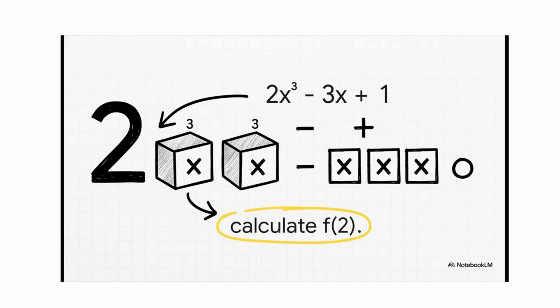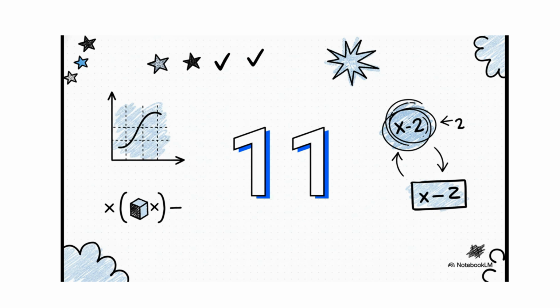Let's see this thing in action, okay? We need to find the remainder when 2x cubed minus 3x plus 1 is divided by x minus 2. Forget long division. The theorem tells us that our a value is 2, so all we have to do is calculate f of 2. We just pop a 2 in everywhere we see an x. And boom, the answer is 11. That's it. No long, messy work.